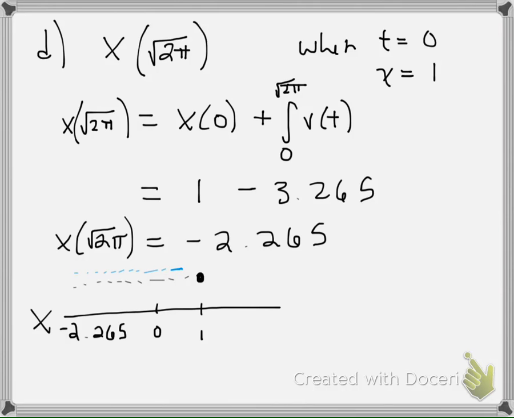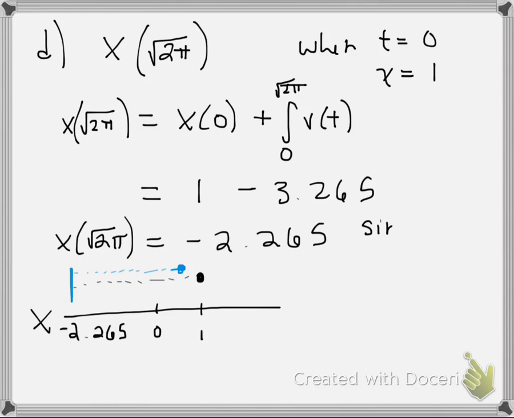Okay, but if I add that together twice, 2.265 plus 2.265, that's still going to be less than my total distance traveled, which was 4.334. So I know that wherever I end up is still to the left of the origin. So my furthest distance away from the origin is here at negative 2.265. So how do we write that in a sentence?